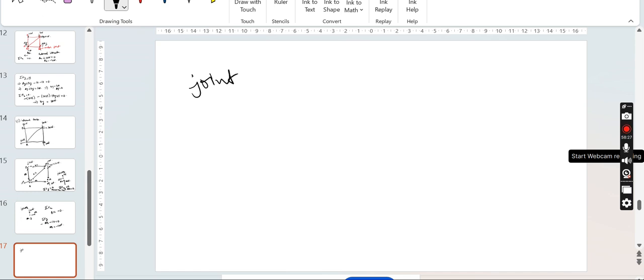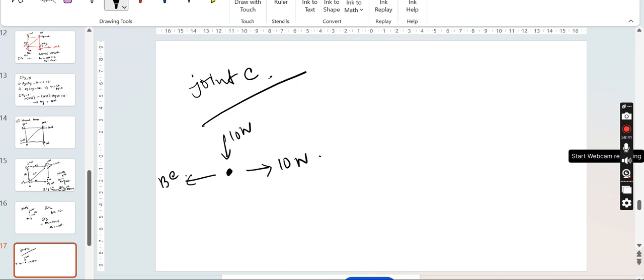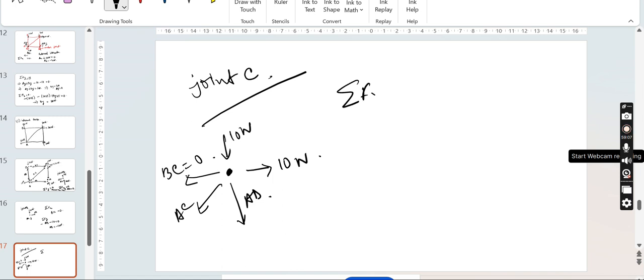For joint C, C is 10 Newton. This is BC. BC is already 0, so we can remove that, or you can write it here. This is equal to 0. This is AC. This is AB. So BC is equal to 0. So we need to write the force balance equation in x direction, which will be equal to 0, and the force balance equation in y direction, which will be equal to 0.